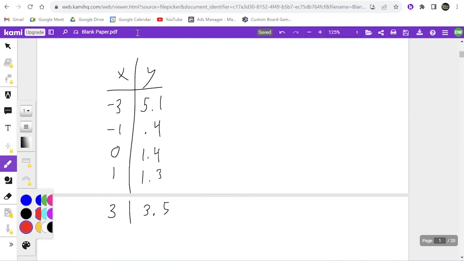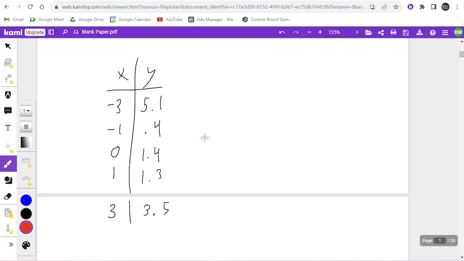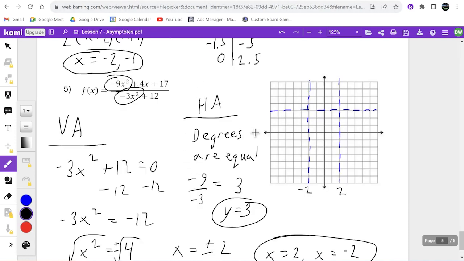And so now I will plot these points on the graph. Well, first let me just put it back here. Hopefully everyone had time to write this. Anyways, so we've got first -3, 5.1. 1, 2, 3, 4, 5, and then 5.1 is just a tiny bit more. Next, -1, comma, 0.4. Here's -1, 0.4 is right about there. Next is 0, 1.4. That's right about here. Then you've got 1, comma, 1.3, which is just going to be a tiny bit lower. Barely noticeable.